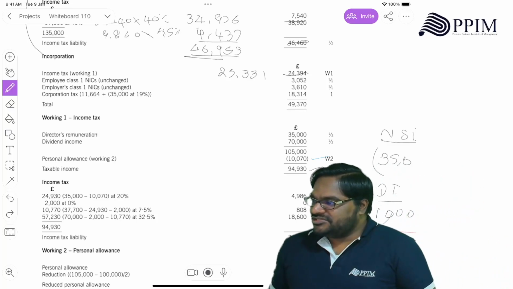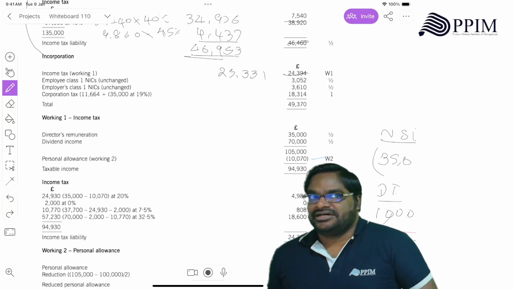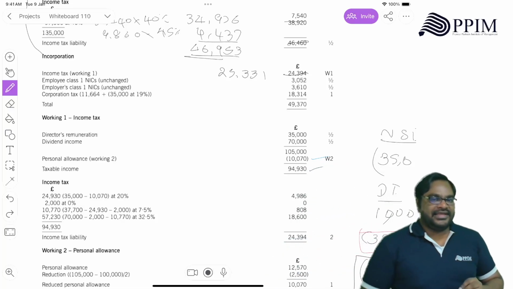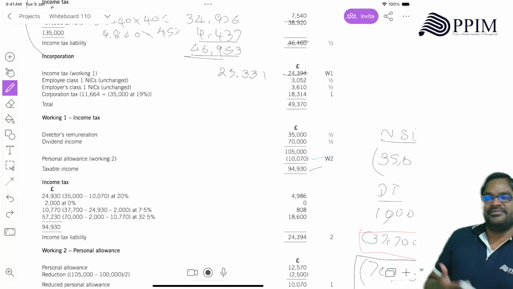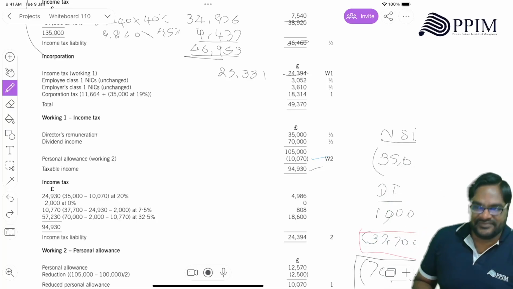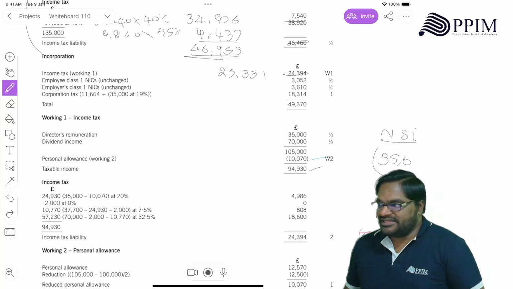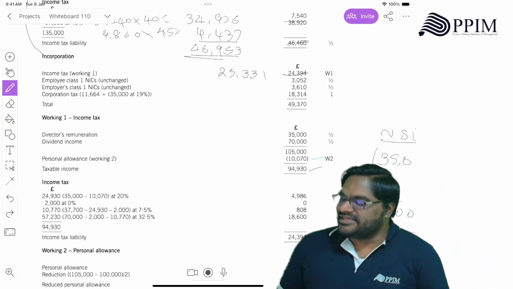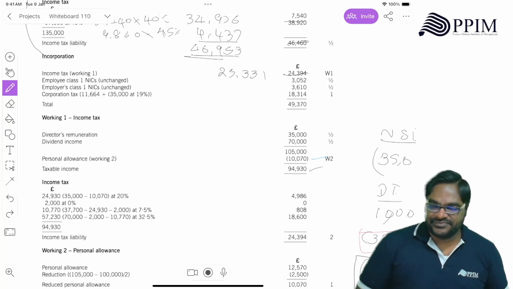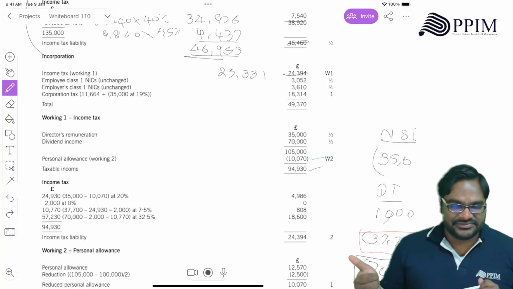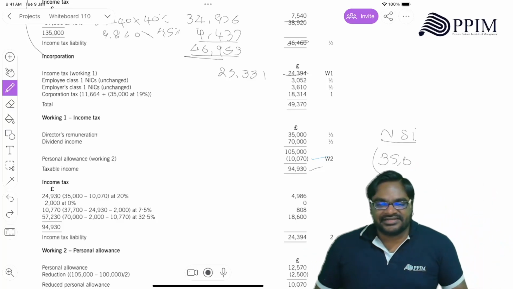If adjusted, do we need to add the dividend to calculate NIC? No. For NIC, you don't need to take the dividend, because it is not something from your employment, that is from your investment. Yes, only the 35,000 you need to consider for NIC. We are good? So then corporation tax.